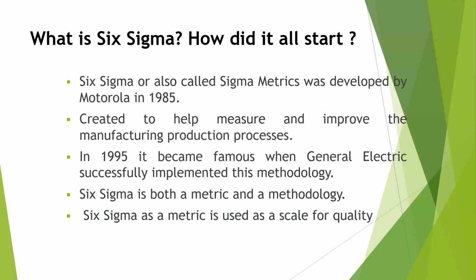Six Sigma is also called Sigma Metrics. It was developed by the Motorola company in 1985. Yes, the same Motorola who used to make mobile phones and other products. It was created to help measure and improve manufacturing production processes. It became more famous after 10 years when General Electric, GE, one of the earliest famous conglomerates in the world, also adopted Six Sigma and Sigma Metrics and successfully implemented it.